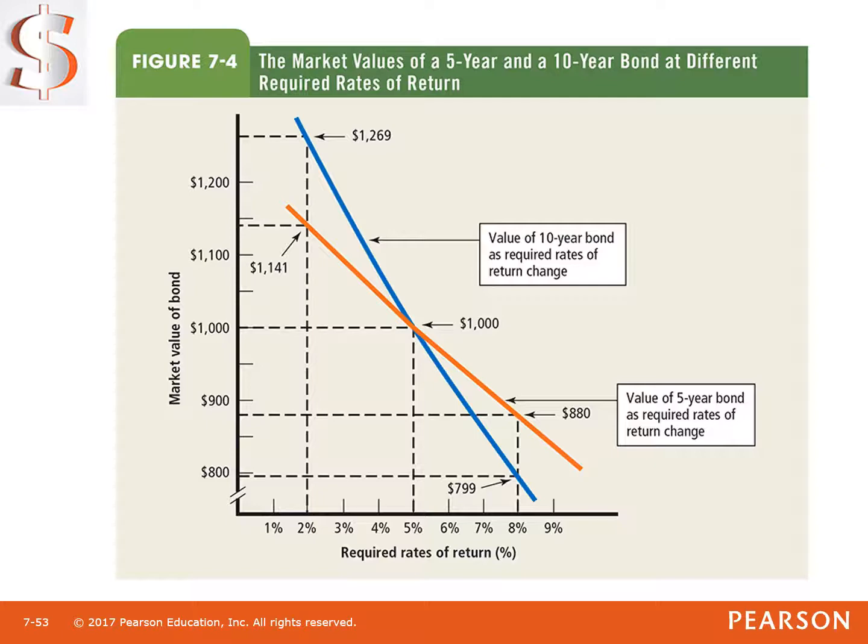So the market value of a 5-year and a 10-year bond at different required rates of return. And you could see how the blue is representing the 10-year and the orange being the 5-year, and how much interest rate changes affect the price. Because it's long term. It's a longer period of time. There's more risk involved.